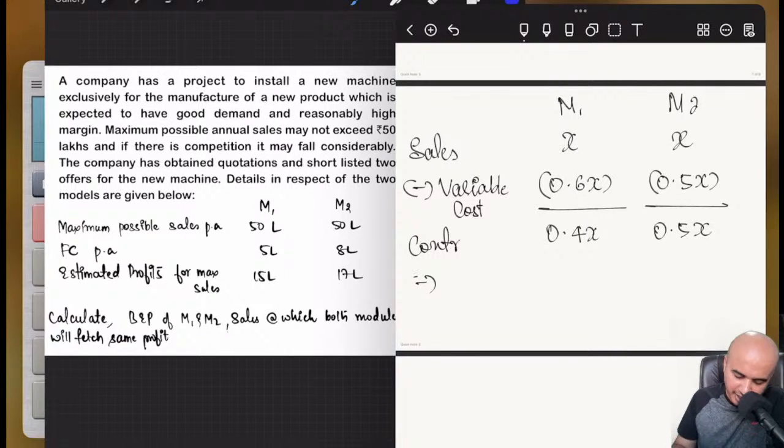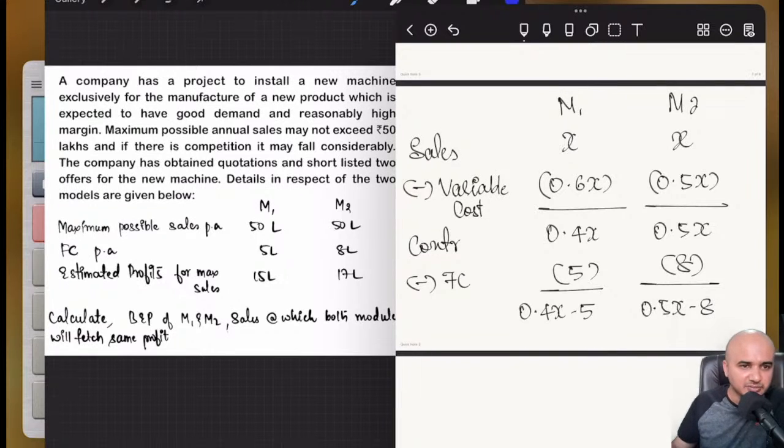But we already know the fixed cost, which will anyway remain fixed. So in case of M1 it is 5 lakhs and in case of M2 it is 8 lakhs. So that means what? My profit would be 0.4x minus 5. Here it would be 0.5x minus 8. That is the thing. But the problem here is both should be equal.